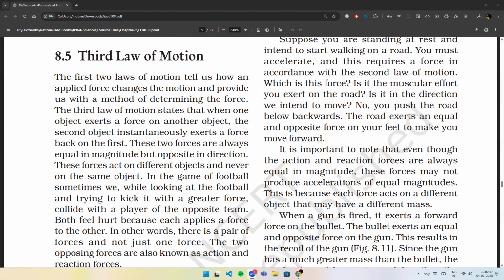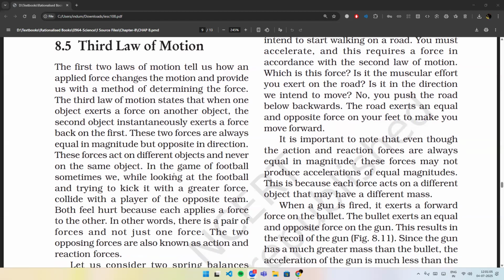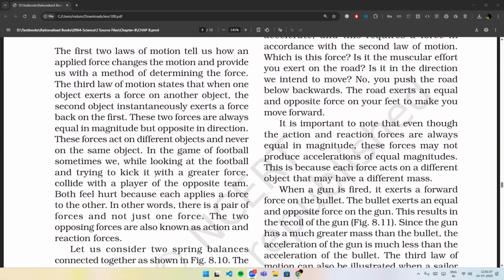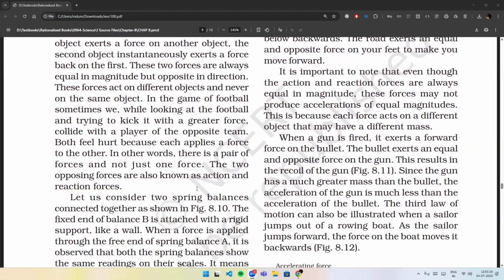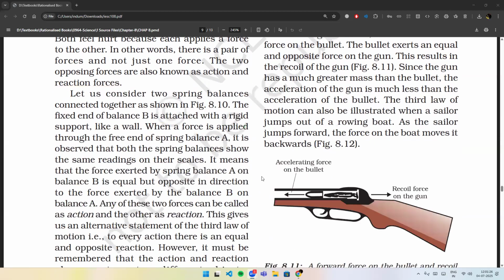These two forces are always equal in magnitude but opposite in direction. These forces act on different objects and never on the same object. In the game of football, sometimes we, while looking at the football and trying to kick it with a greater force, collide with the player of the opposite team. Both feel hurt because each applies a force to the other. In other words, there is a pair of forces and not just one force. The two opposing forces are also known as action and reaction forces.